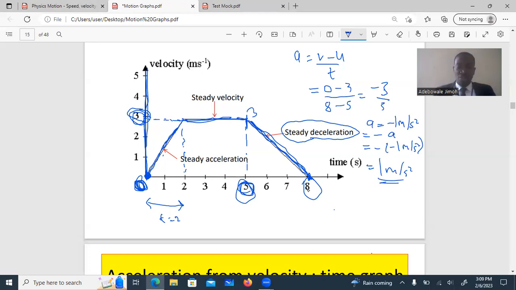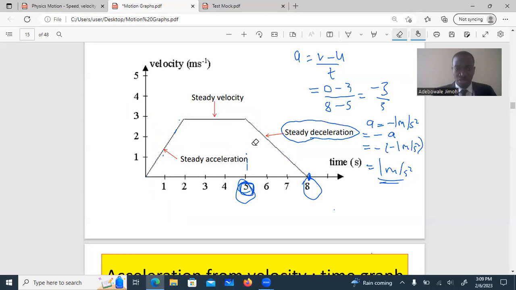Now, if you're asked to calculate the maximum velocity, you do not need to calculate. Maximum velocity occurs when the slope is flat. Let me erase everything else here so that you can see what I mean when we say the slope is flat. That's the topmost part of the slope, and the topmost part of the slope is 3 meters per second. This topmost part is where you have the maximum velocity, and if you trace it back, you get 3 meters per second.